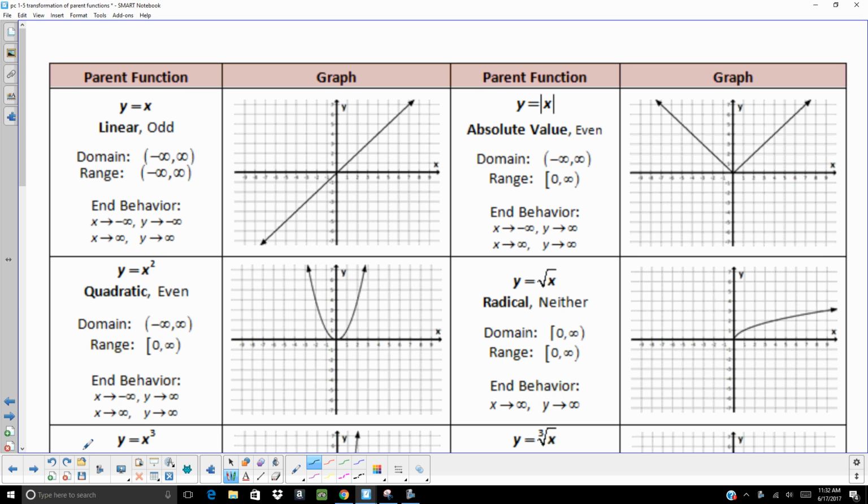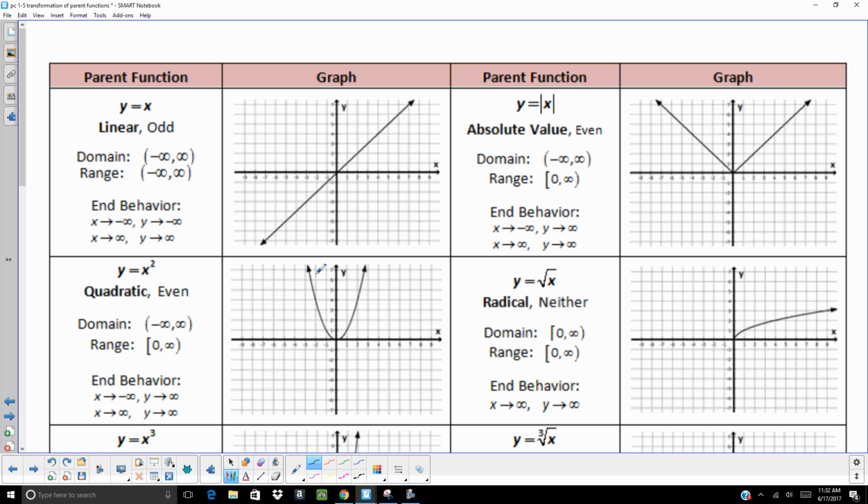So, first thing is you need to know these parent functions. These are the most basic functions that there are. And if I say linear, you should automatically be able to picture this in your head, a line with a slope of 1. If I say y equals the absolute value of x, you should be able to picture a V shape, increasing with a slope of 1, and decreasing with a slope of -1.